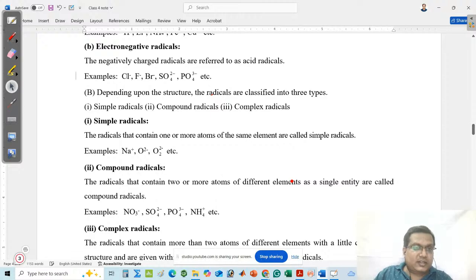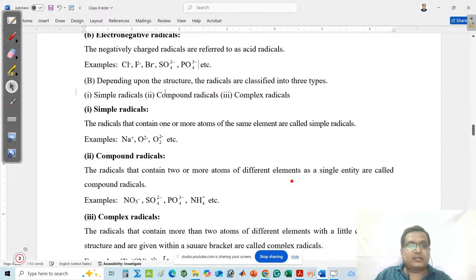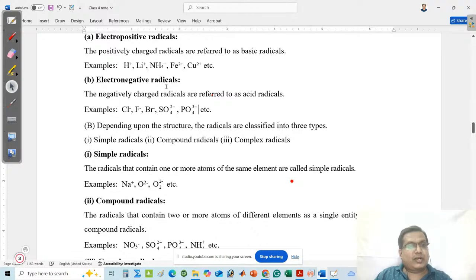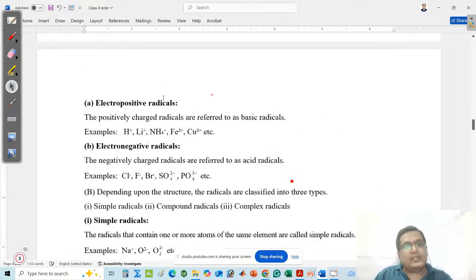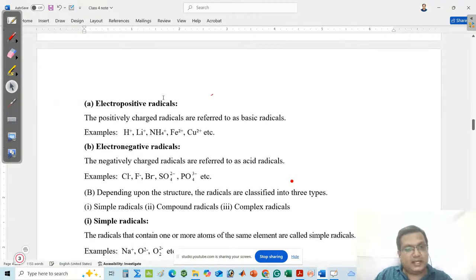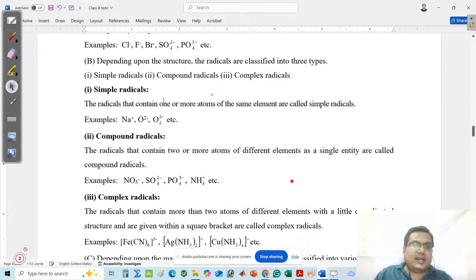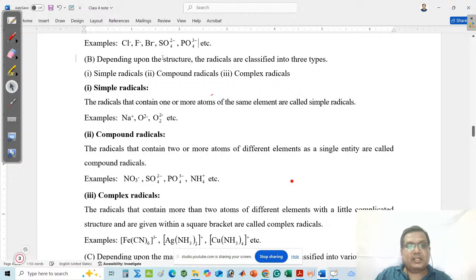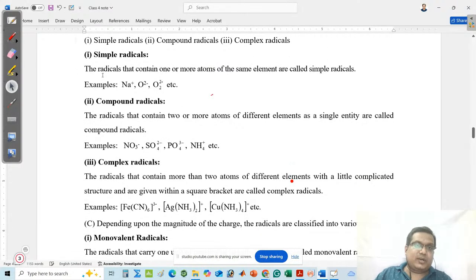Here a list of radicals is given: Cl minus, F minus, Br minus, SO4 2 minus, PO4 3 minus. These are the radicals belonging to electronegative radicals. This is the first classification of radicals depending upon the charge. Next, I will move to the other classification depending upon the structure of radicals. Depending upon the structure, radicals are classified into three types: the simple radical, the compound radical, and the complex radical.